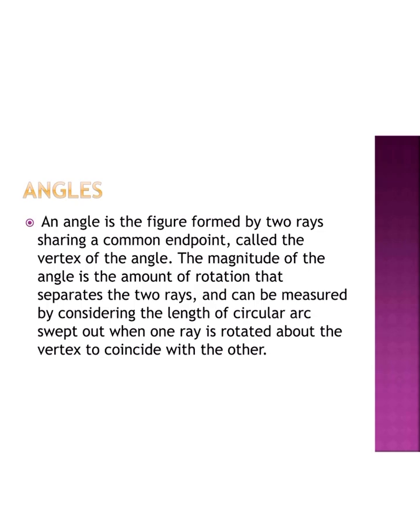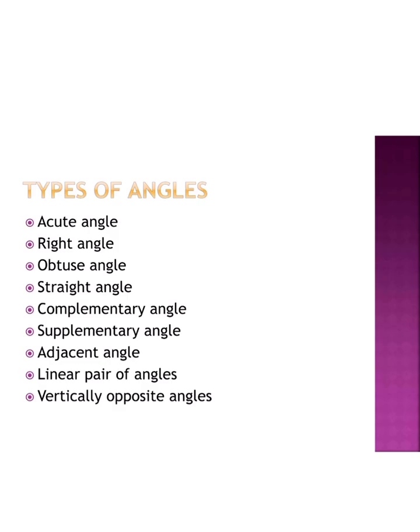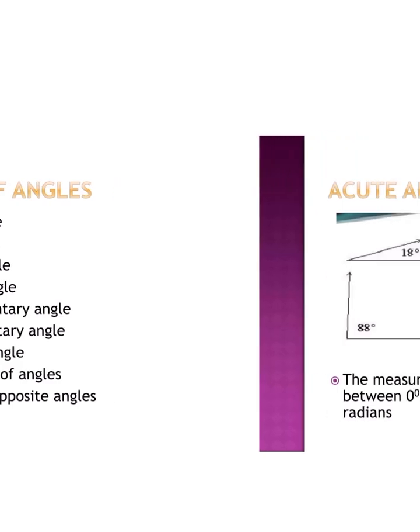Angles. An angle is a figure formed by two rays sharing a common endpoint called the vertex of the angle. The magnitude of the angle is the amount of rotation that separates the two rays and can be measured by considering the length of a circular arc swept out when one ray is rotated about the vertex to coincide with the other. Types of angles: acute angle, right angle, obtuse angle, straight angle, complementary angle, supplementary angle, adjacent angle, linear pair of angles, vertically opposite angles.